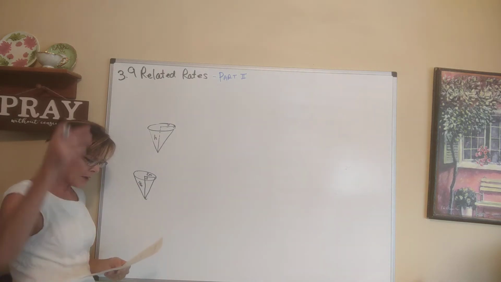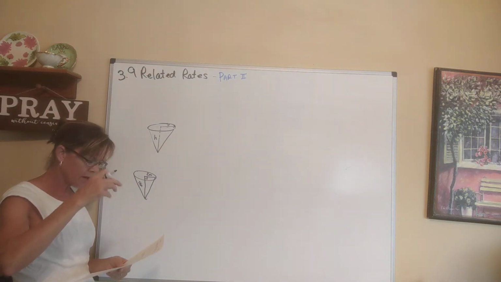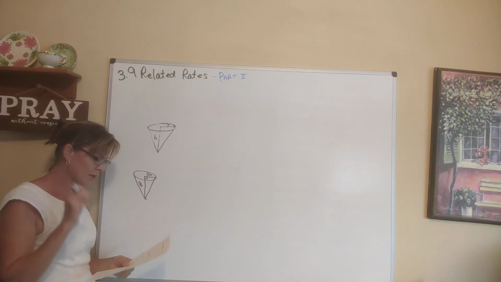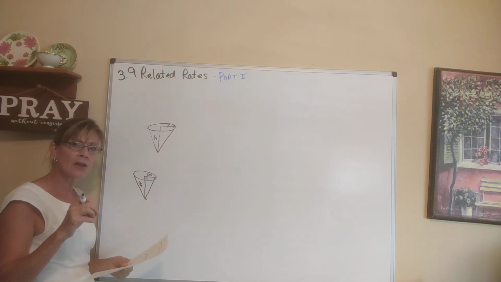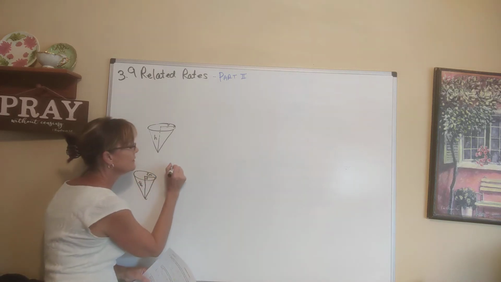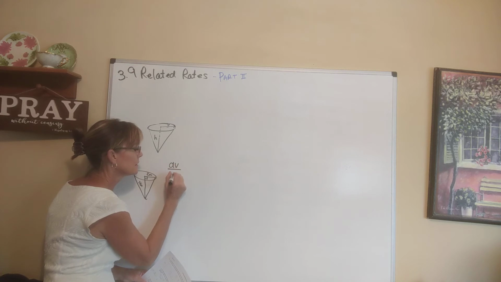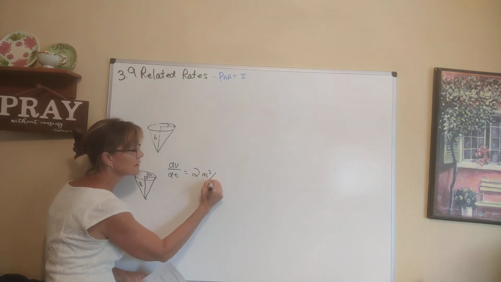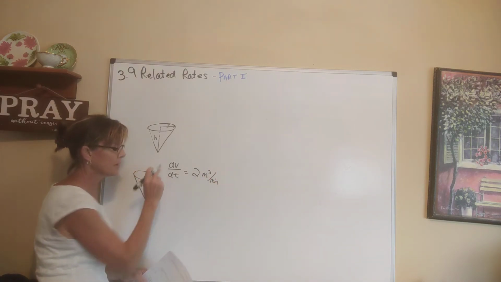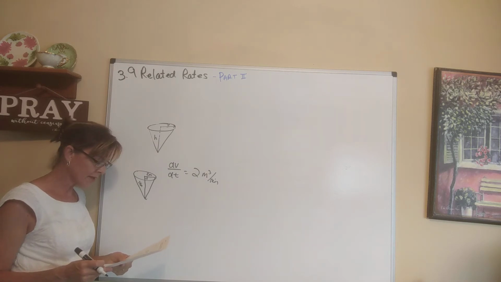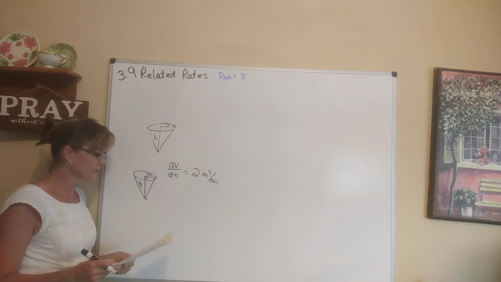If water is being pumped into the tank at a rate of 2 cubic meters per minute, if you listen to the units, cubic meters is a unit of volume. So what they just gave us right there was dV/dt. So dV/dt is equal to 2 cubic meters per minute. Okay, so they gave us something to do with the volume. Find the rate at which the water level is rising when the water is 3 meters deep.